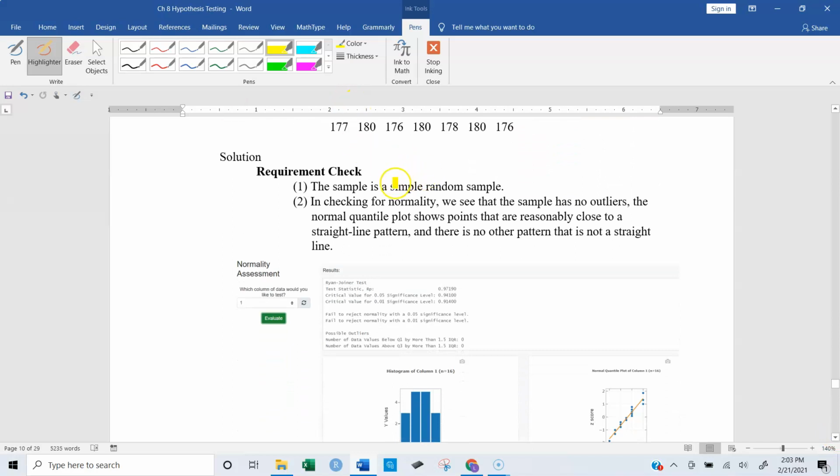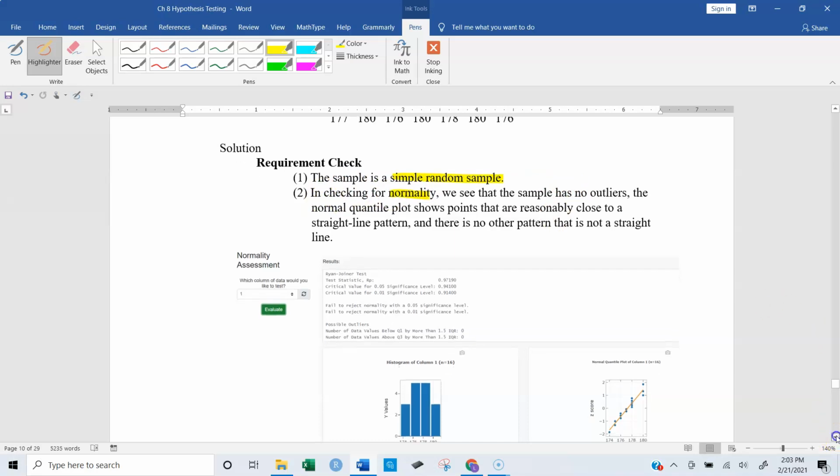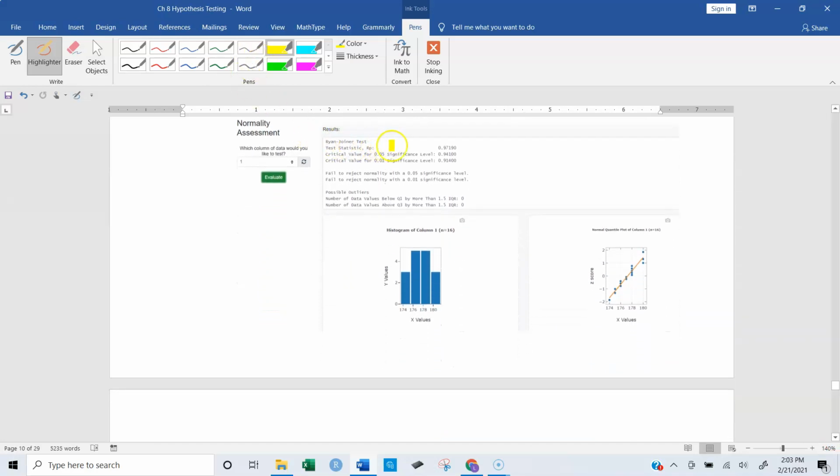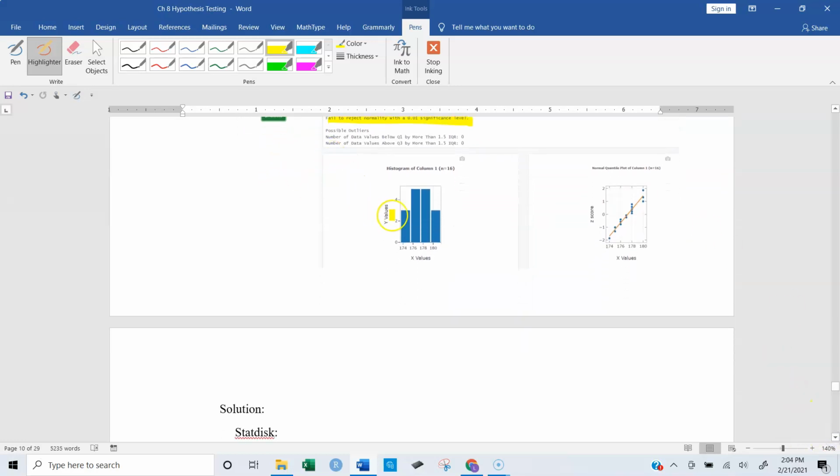All right, is it a simple random sample? We're going to assume yes, since we don't truly know. We're going to check for normality. When you type this in, you should have done your data assessment. When we looked at our normality assessment, Ryan-Joiner critical values failed to reject normality with a 0.05 significance level, and failed to reject normality with a 0.01 significance level. Since we're failing to reject, we get to assume it is normal and move on. We look at our curves here. This is pretty close to a bell, and this is pretty close to a straight line. Neither one is bad.